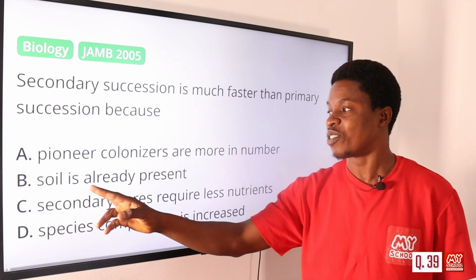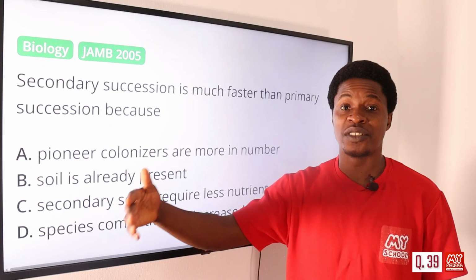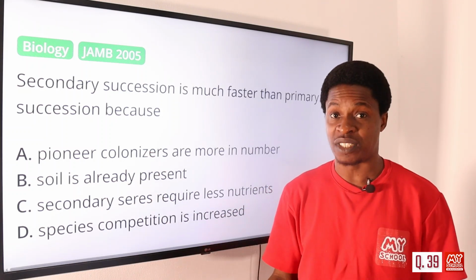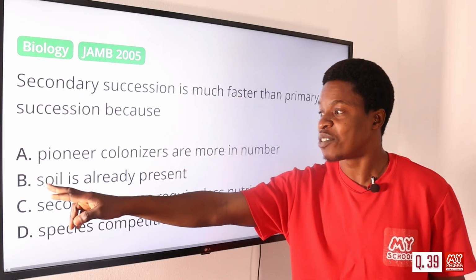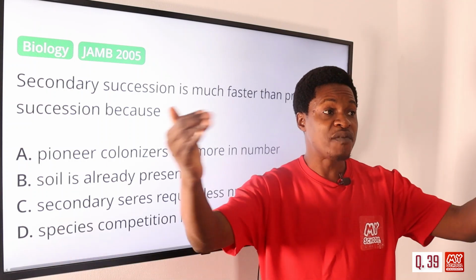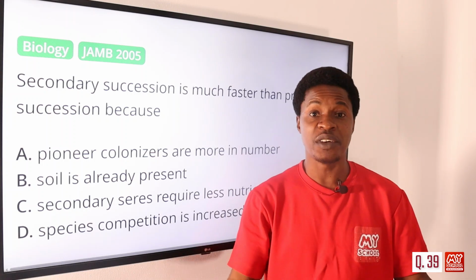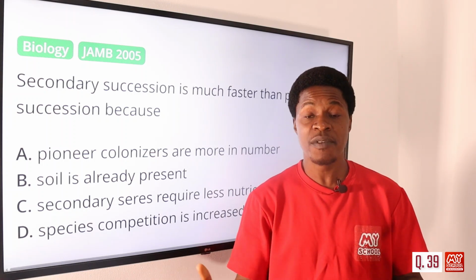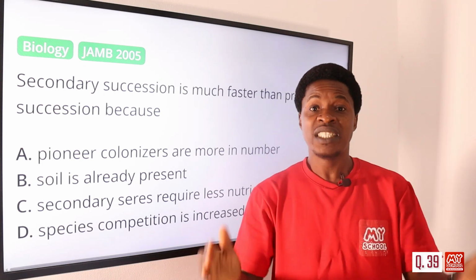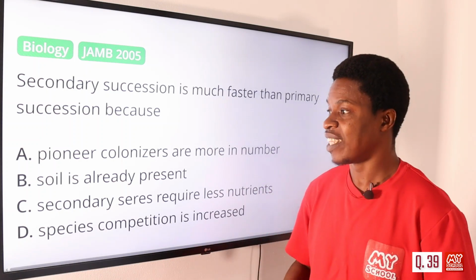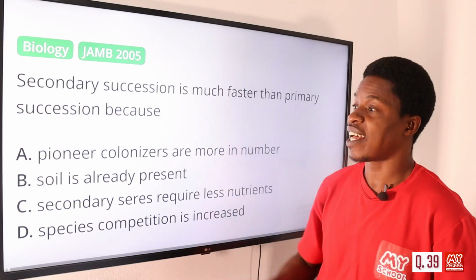Option B says soil is already present. In primary succession, there is no soil present; the environment is just going to start building up. But in secondary succession, it is much faster because we already have soil present. So other organisms can come in and begin to feed, because plants are growing, and then herbivores come in to eat the plants, whether grasshoppers or others. Then the community eventually sets up and continues. So soil is already present, and that is the reason secondary succession is much faster than primary succession.